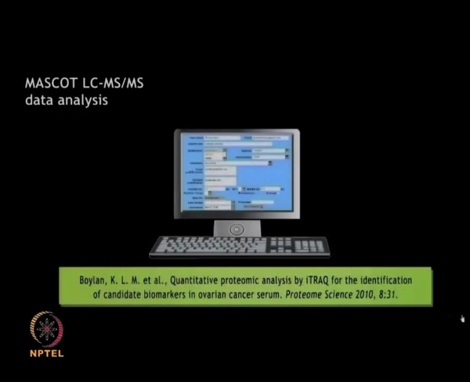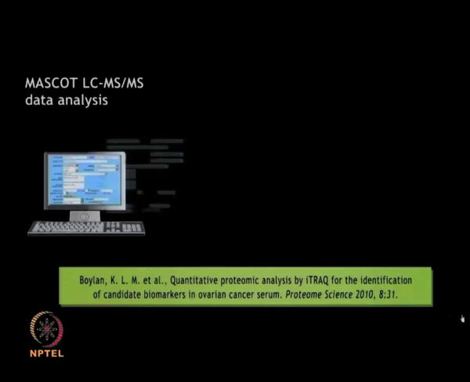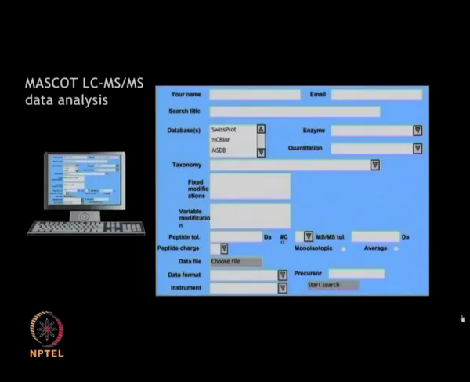Once the iTRAQ experiment is completed, the data obtained from tandem mass spectrometry can be analyzed by using Mascot and other software. The MS data analysis requires input from the user regarding the experimental parameters such as enzyme cleavage, protein name, modifications, instrument used, peptide charge, etc.